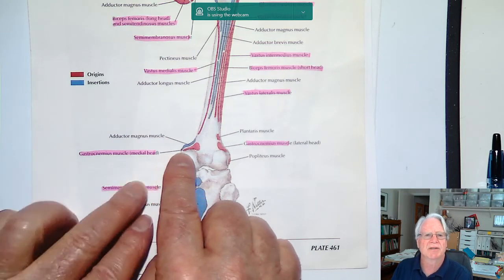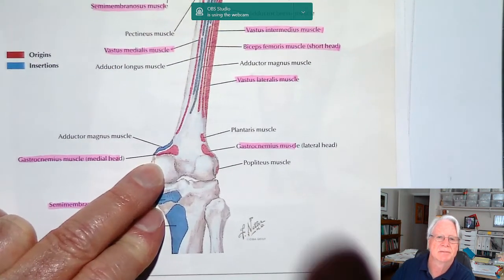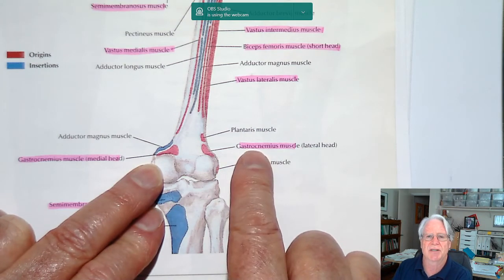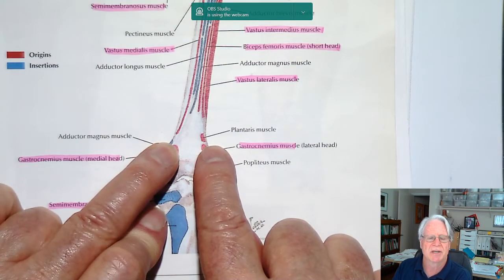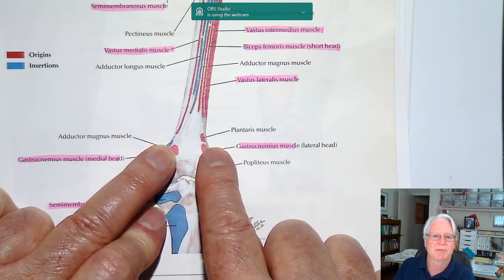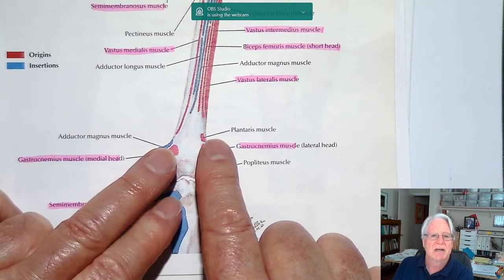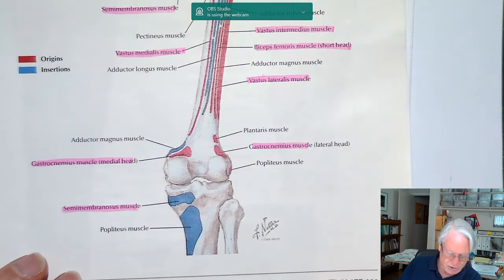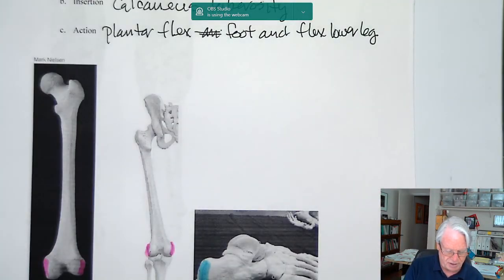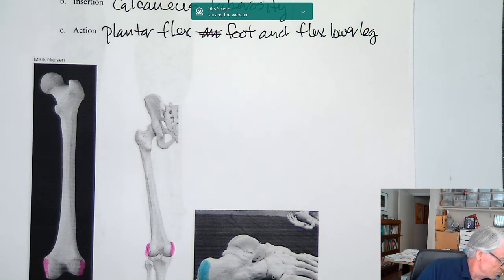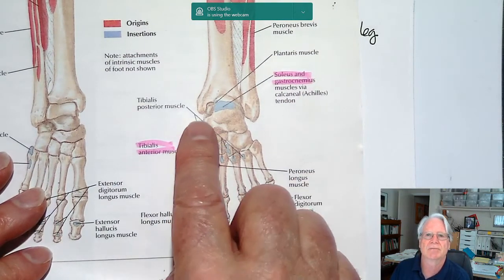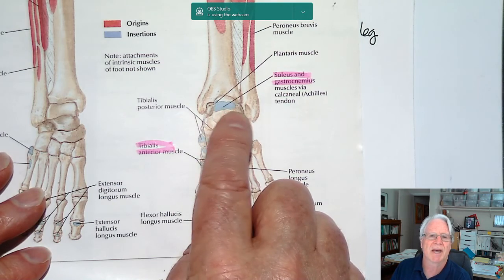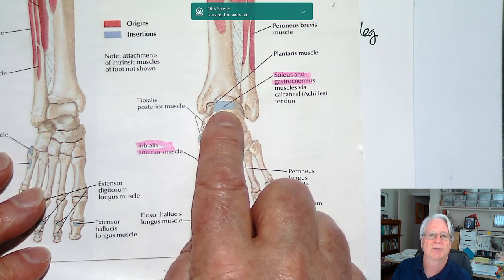Gastrocnemius muscle, medial head. Gastrocnemius muscle, lateral head. So we've got two heads. We could have called this a biceps something or other, but it wasn't. It was called a gastrocnemius. Two points of origin. And then we're going to insert on the calcaneal tuberosity, which apparently I don't have a picture of, but that's fine. Oh, yes, I do. Here we go. Right there. Okay. That's the back. That's the heel of your foot.